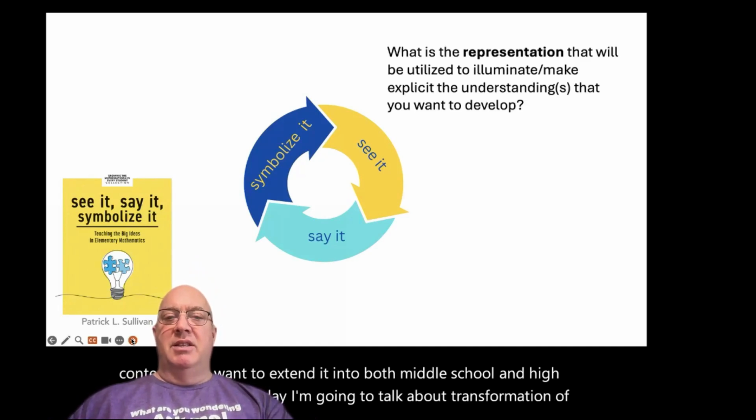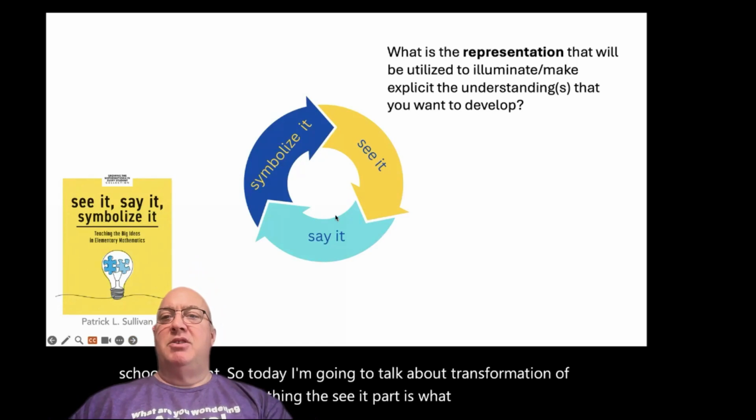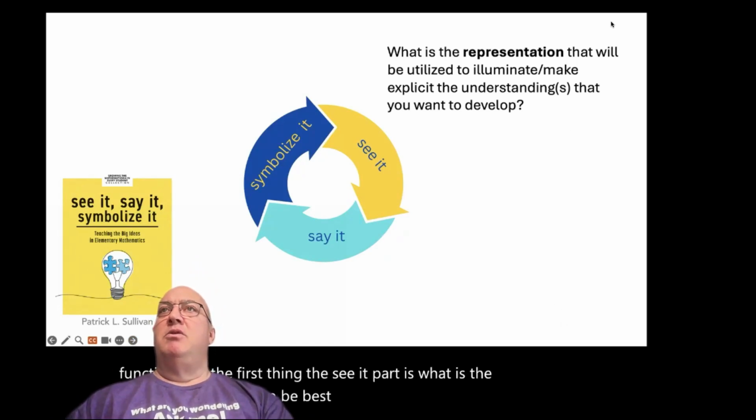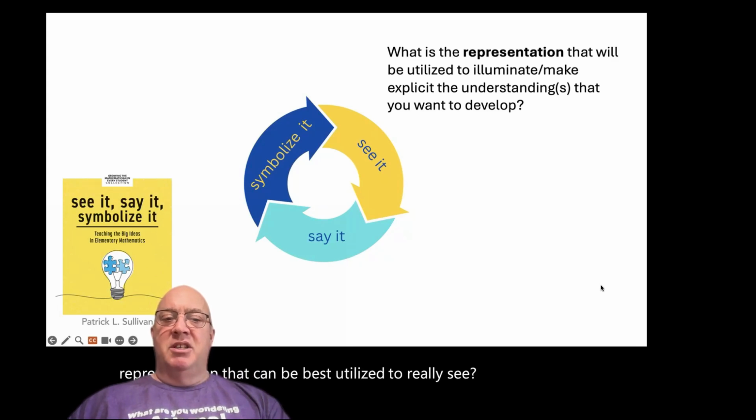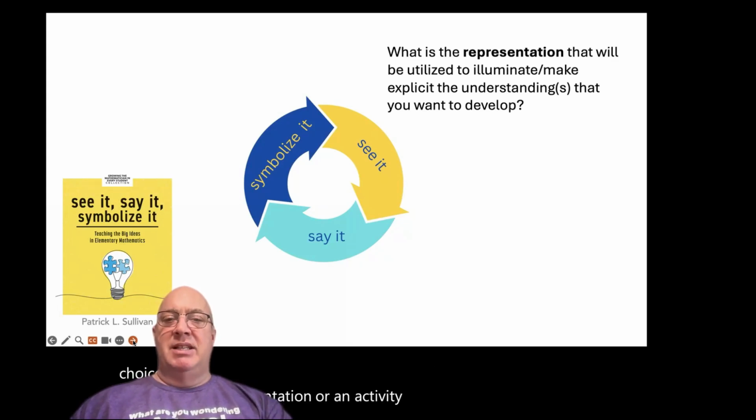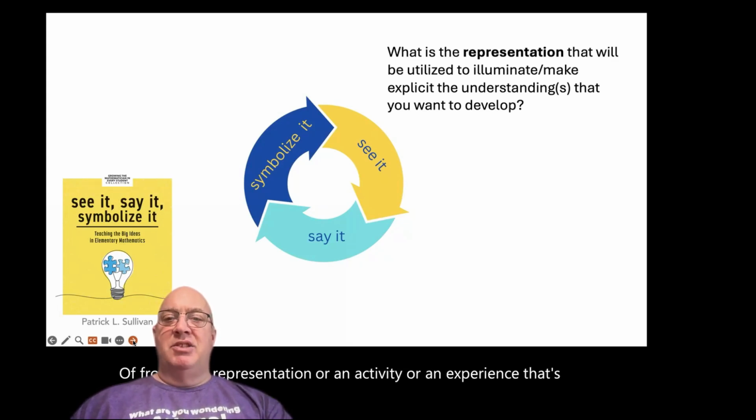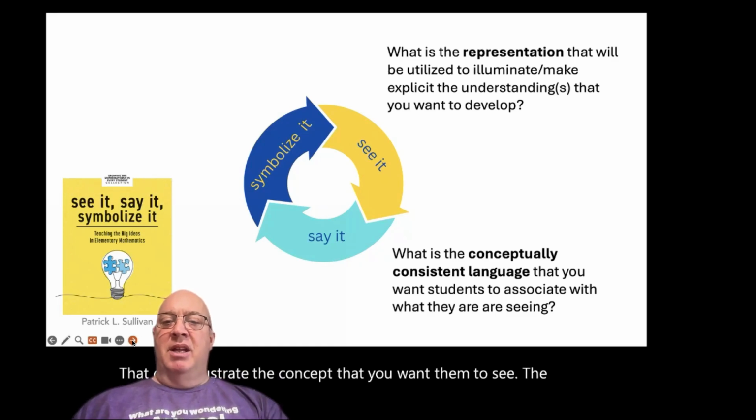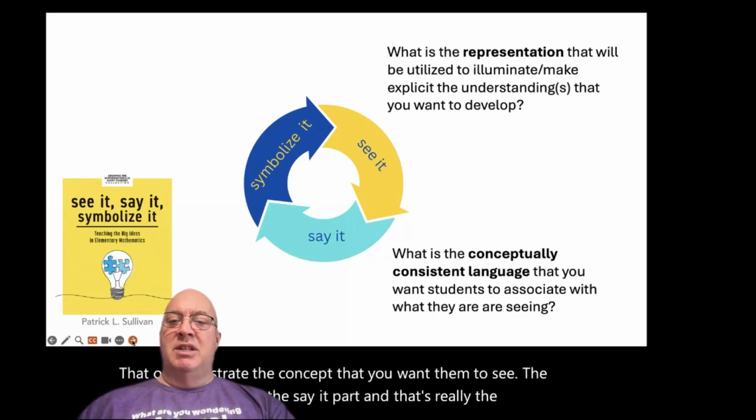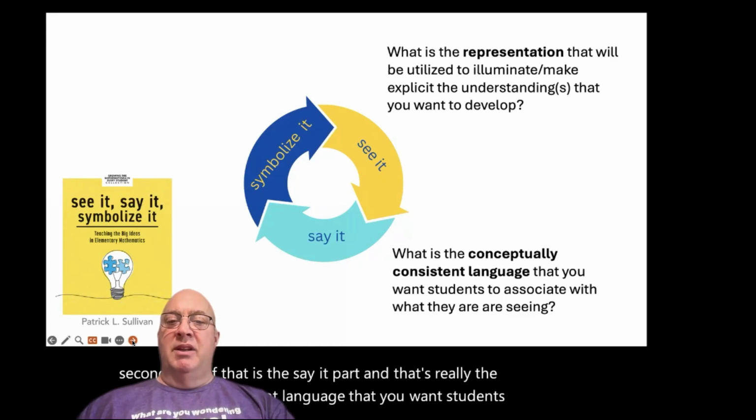So, the first thing, the See It part, is what is the representation that can be best utilized to really see the idea, to make it most explicit. So it's really a choice of fronting a representation or an activity or an experience that's going to give students the best chance of seeing the idea, or to illustrate the concept that you want them to see. The second part of that is the Say It part, and that's really the conceptually consistent language that you want students to associate with what they're seeing.